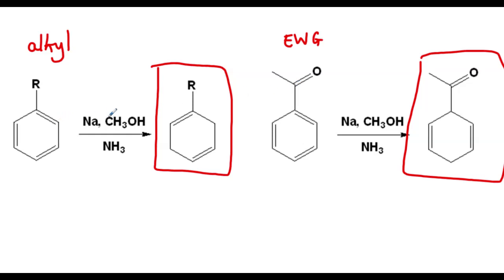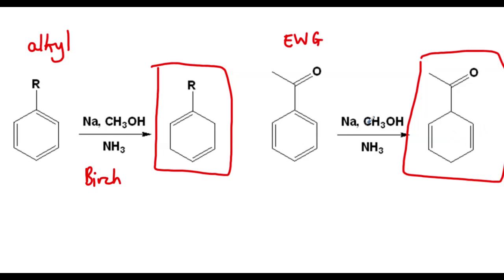When we go through and do this, you'll see what happens is, if we use the same Birch conditions, yes, we get rid of the aromaticity, we get out this non-conjugated pair of double bonds. But can you see here, in this case, we have the double bonds arranged like so, and in this case we have them arranged like so. All right.